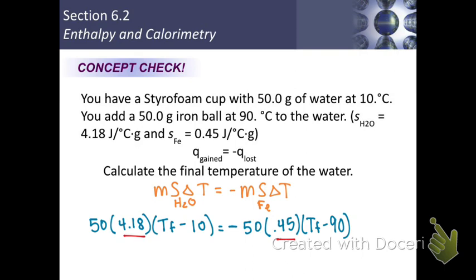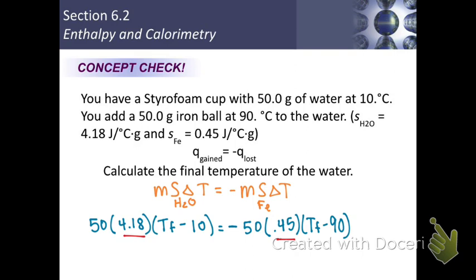So tell me, before we even do the math here, what's the expected range of our final temperature? That's right, between 10 and 90. There's no way we can get a temperature less than 10 or greater than 90, right? It's not possible. We couldn't come to an equilibrium outside of that range. If you had to take a guess, I want you to think one step further. Do you think the temperature is going to be closer to water or closer to iron?